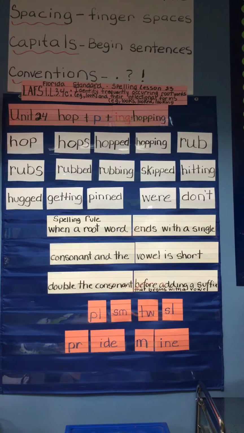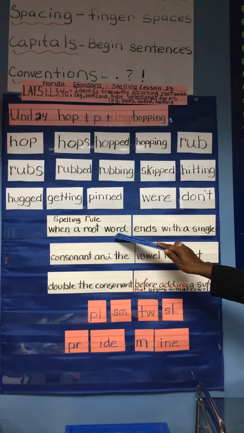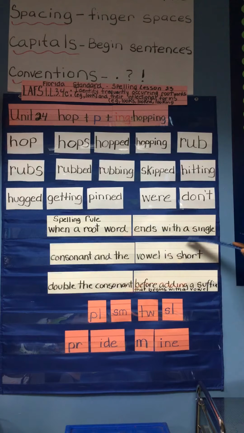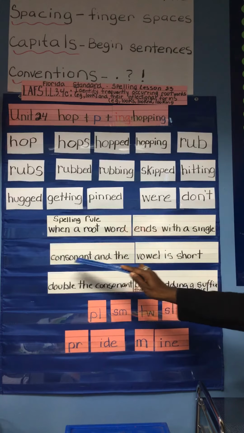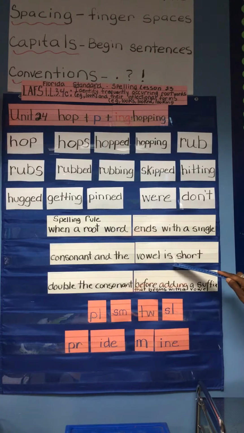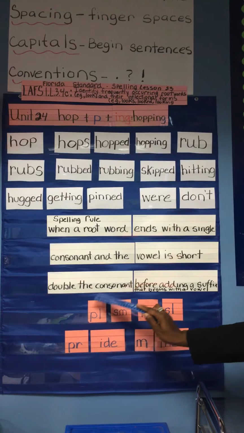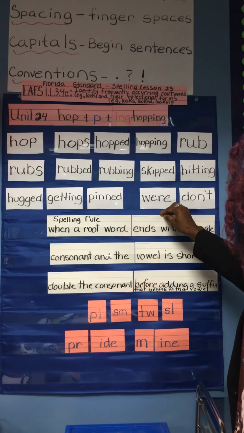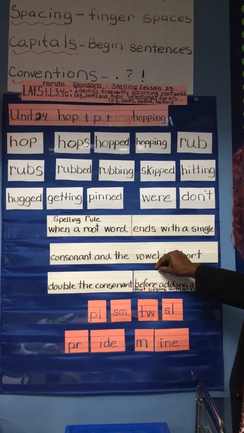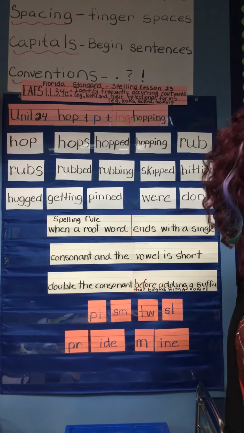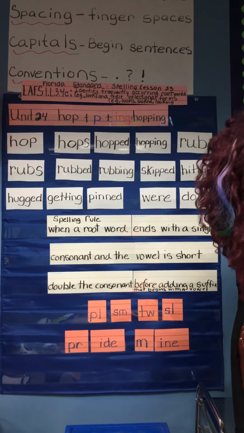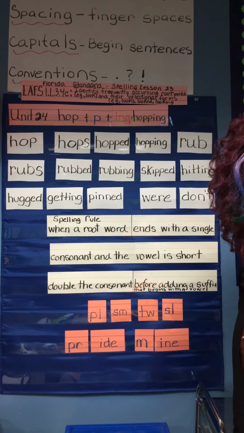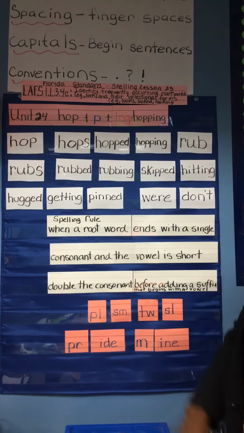Let's look at our spelling rule. When a root word ends with a single consonant and the vowel is short, double the consonant before adding a suffix that begins with a vowel. Let's read that one more time because this grammar rule is very important. And remember, all grammar rules are important, and we have to study them in order to remember how to spell.